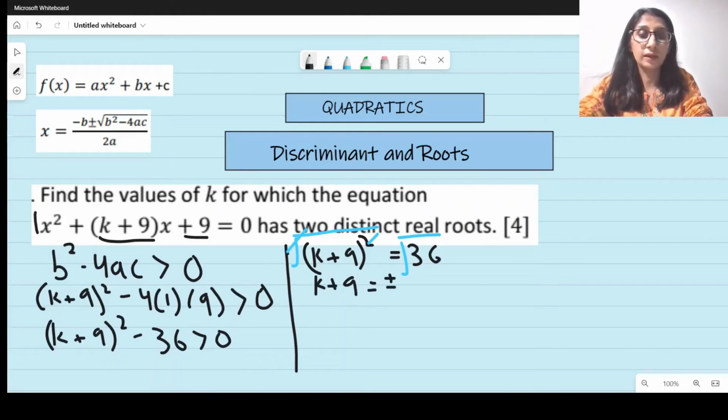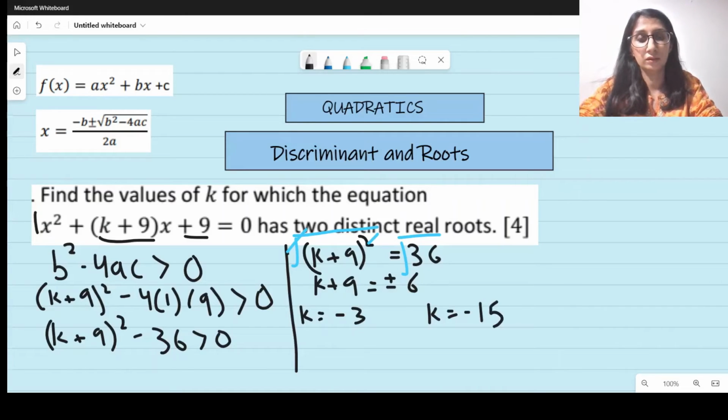equals ±6, which means one value of k is −3 and the other value of k is −15. Both values are negative in fact. So we're getting k = −3 and k = −15.